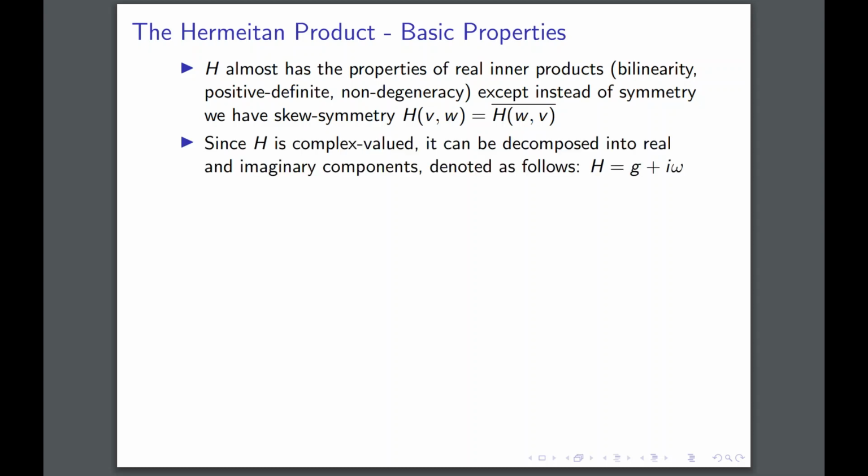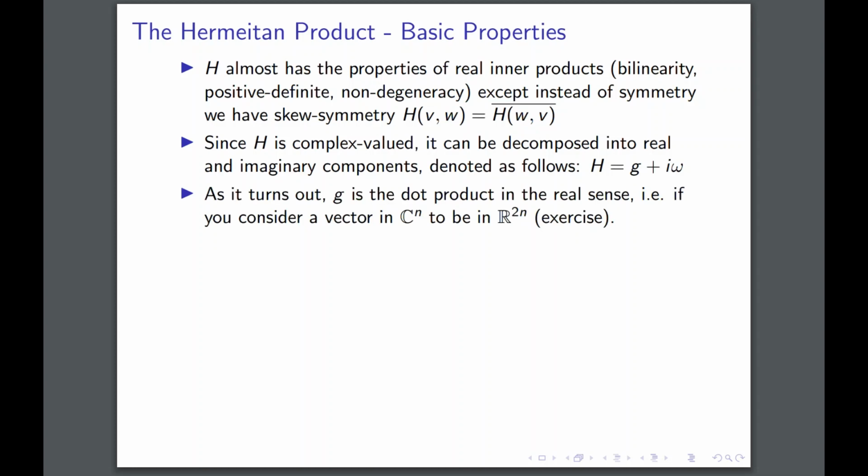And since H is complex valued, it can be decomposed into a real and imaginary part, and those are denoted as G plus iω, where both G and ω are real valued, but the i denotes the complex part. And so it's a kind of relatively simple exercise to see that G is the dot product in the real sense if you consider a vector in Cn to be a vector in R2n.